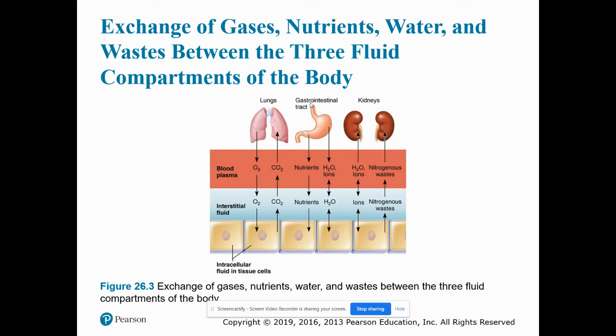So we can look at oxygen. Oxygen is going to flow in one direction. It's going to go from the lungs to the blood to the interstitial fluid into the cells. Just like with oxygen, CO2 is going to go from the cell to the interstitial fluid to the blood plasma to the lungs. Nutrients go from the GI tract to the blood to the interstitial fluid to the cell. Water and ions are moving in both directions. We see this here and here with the kidneys and with the GI tract. And then nitrogenous waste is going to move from the cell to the interstitial fluid, to the blood plasma, and then out.